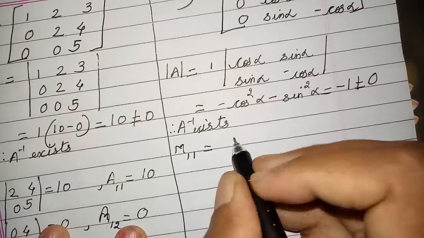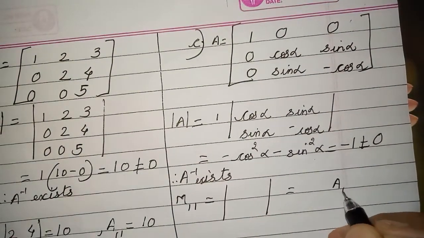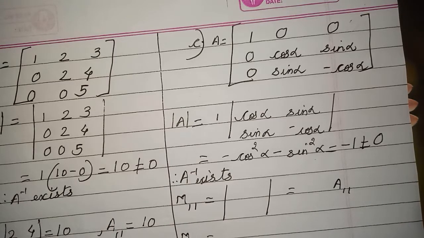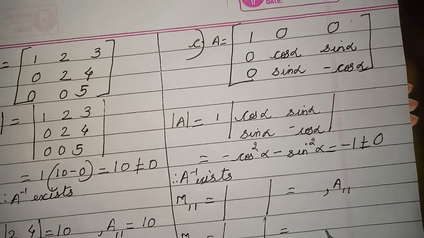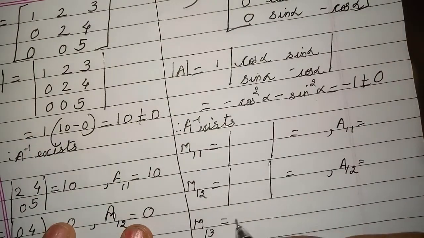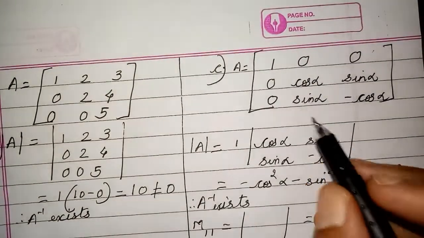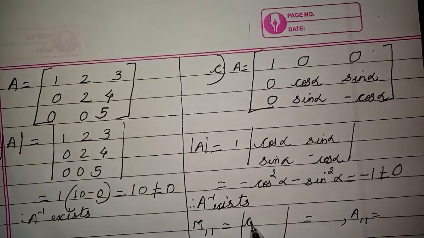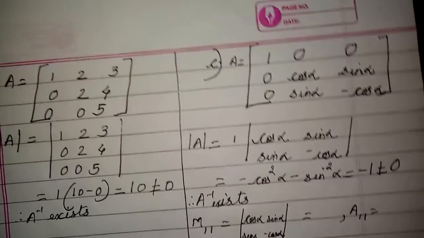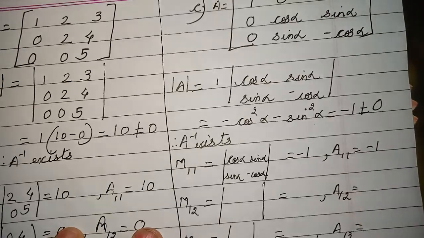Now let us find our minors. So M11 and A11, M12 and A12, M13 and A13. Okay, M11 means what? First row, first column. So what remains? Cos alpha, sin alpha, minus cos alpha. So minus cos square alpha minus sin square alpha is minus 1. So this is also minus 1.